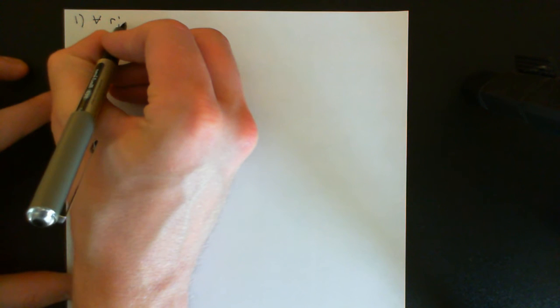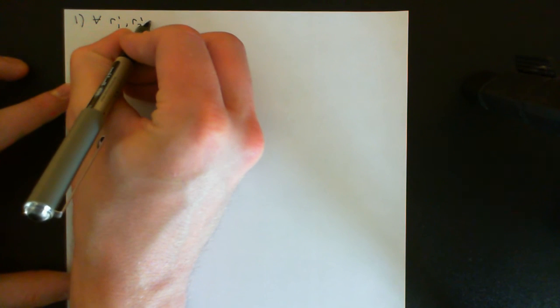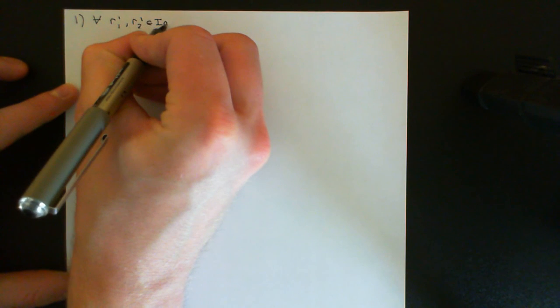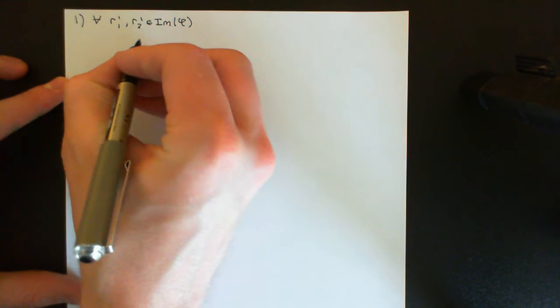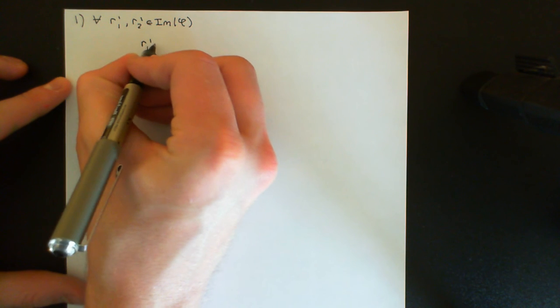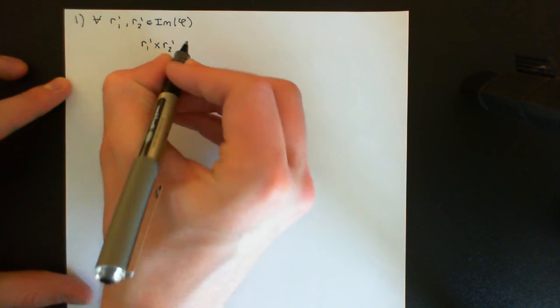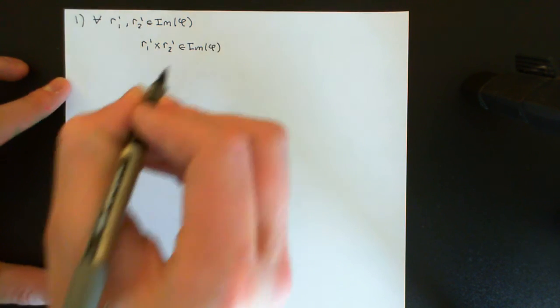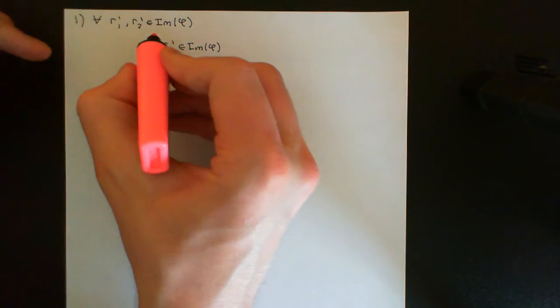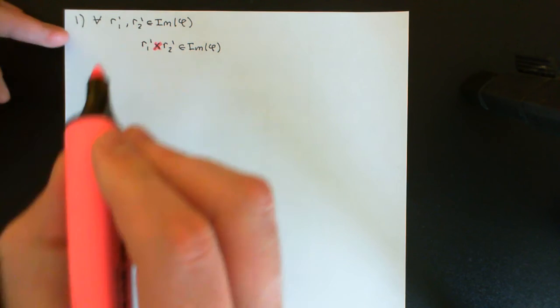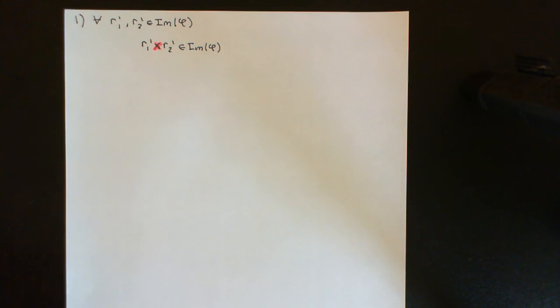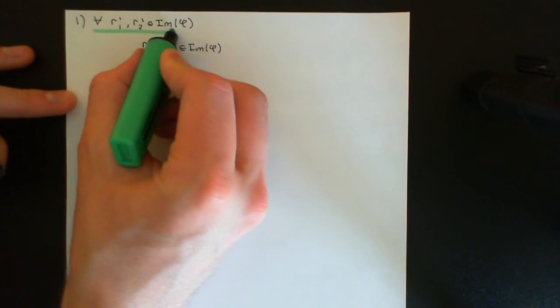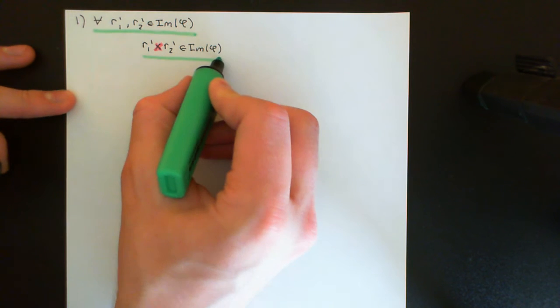So let's have r1 prime and r2 prime back again, which are elements of the image of the homomorphism here. I want to show that r1 prime times r2 prime is also going to be an element of the image of the homomorphism. And this multiplication here is going to be multiplication in the codomain ring rather than in the domain ring. So this is the first thing that I need to prove. This is very similar to addition then. I need to prove this is closed under multiplication.